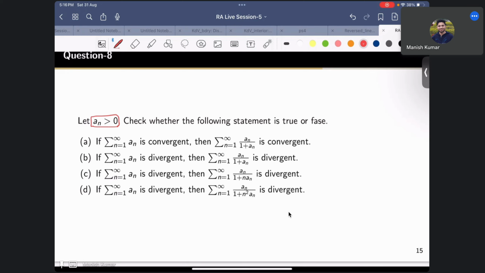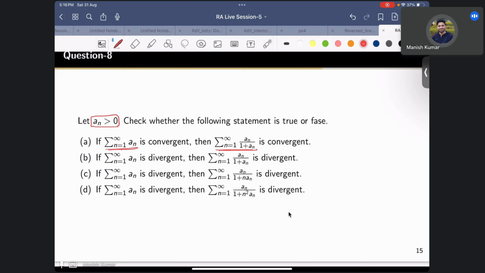So to begin with, let's talk about the first part. The question is, suppose summation a_n is convergent, then can you conclude that the series a_n plus 1 plus a_n is also convergent? So is this statement true or false? This is what you have to say. Okay, so over here, this one is quite easy, right? So do you want to think for some minutes?